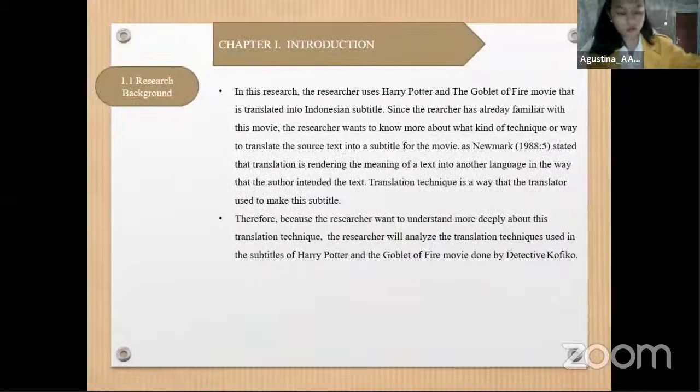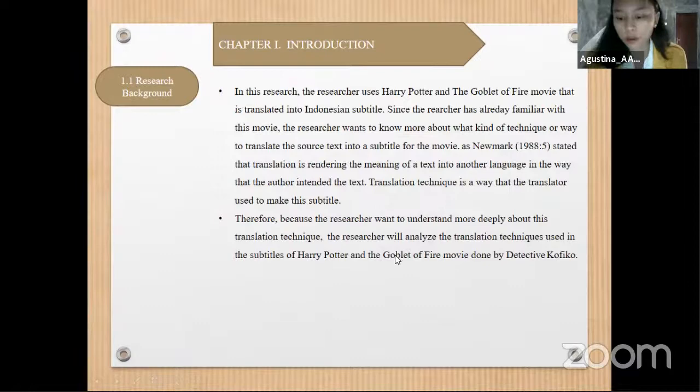The first is Chapter 1, Introduction, Research Background. In this research, the researcher uses Harry Potter and the Goblet of Fire movie that is translated into Indonesian subtitle. Since the researcher is already familiar with this movie, the researcher wants to know more about the way to translate the source to a subtitle for the movie. Translation technique is a way that the translator used to make the subtitle. Because the researcher wants to understand more deeply about this translation technique, the researcher will analyze the translation technique used in the subtitle of Harry Potter and the Goblet of Fire movie done by Detective Kubiko.